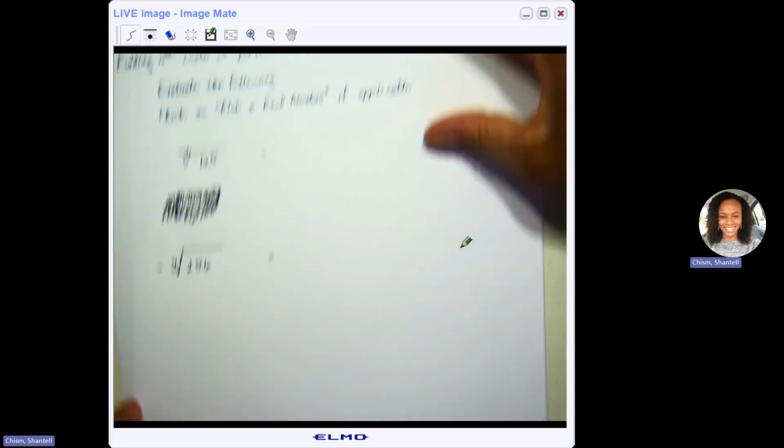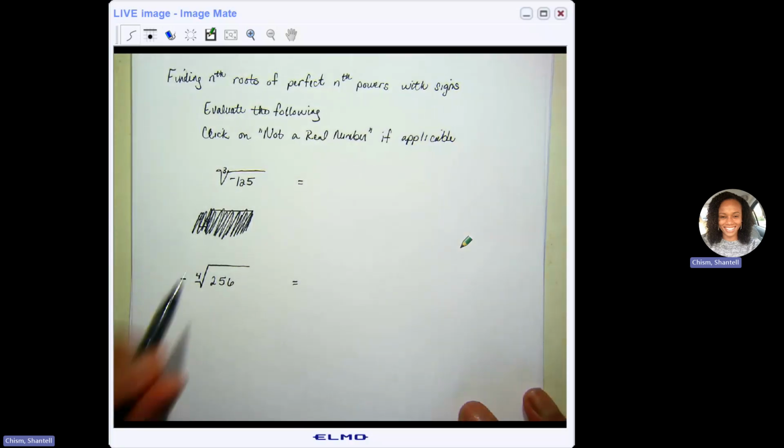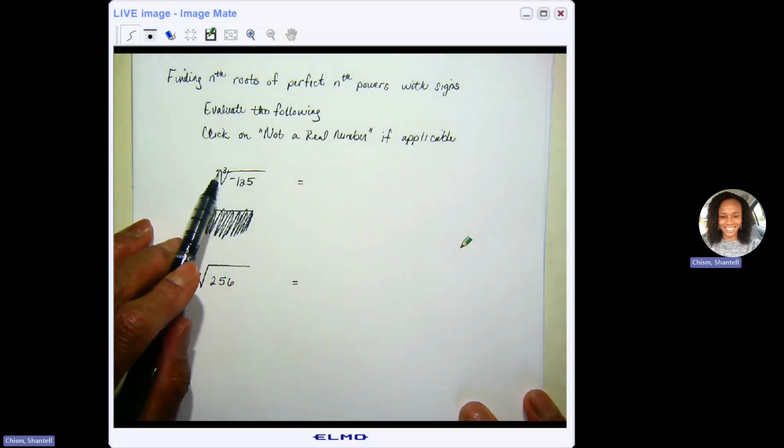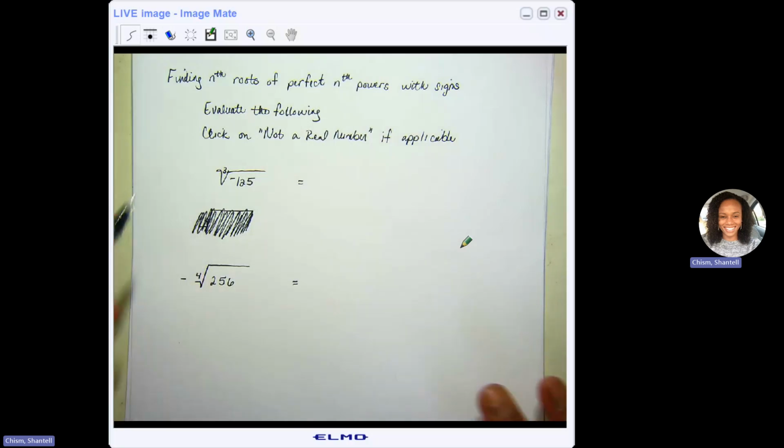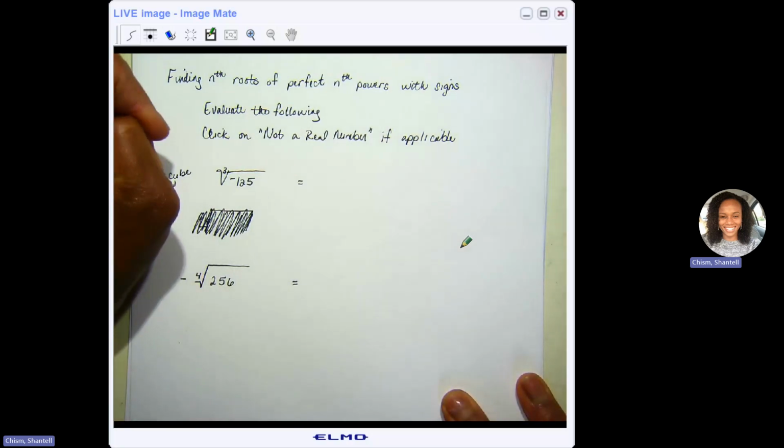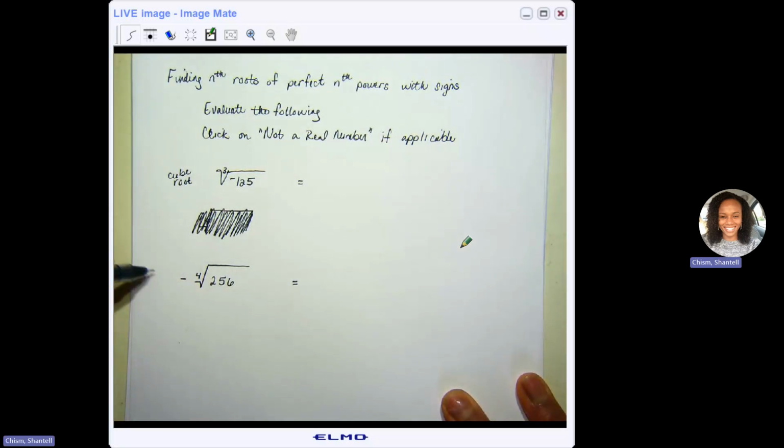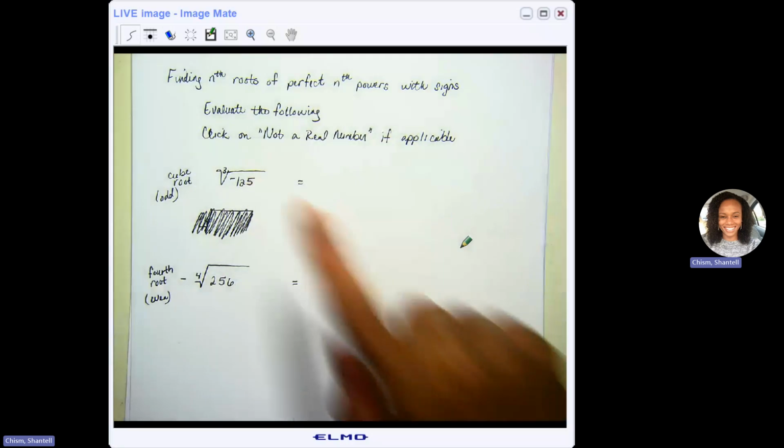All right, let's move on here. This is another one. This time, I want you to notice that it's a different index here. It's an actual index shown. That's a cube root. This is a cube root. This is a fourth root. This is odd. This is even. 4 is even, 3 is odd. You can take the odd roots of negative numbers.